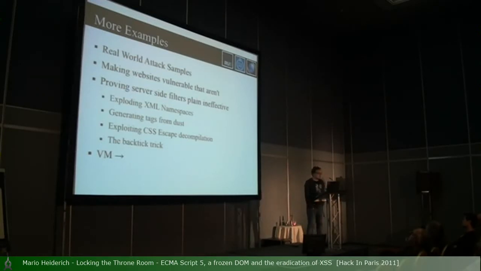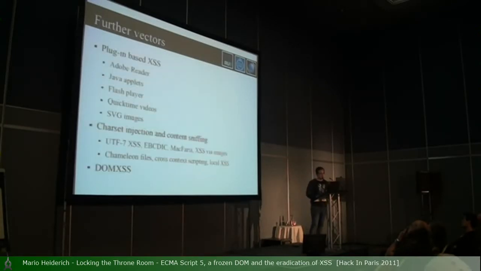And there are so many more examples. We have seen some of the real-world attack samples already. And they are just giving us the possibility to make a website vulnerable against XSS, which basically are not, like which are completely well protected against the XSS we know, like the known bad. We have the possibility of the exploding XML namespaces. We can generate text from just thin air, like you saw with the other namespace trick. We can exploit CSS escapes. We have the backtick tricks, and so on. There's so many more things.